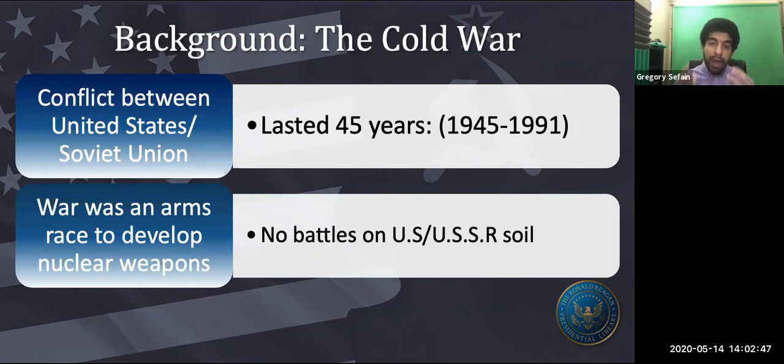Now, battles did exist across the globe during the Cold War, but it never existed on the actual soil between the United States and the Soviet Union. For example, the Vietnam War is a great example. But specifically, the reason why both countries were at odds with each other was that both of them had access to nuclear weapons, and they were both fearful of each other and cautious because they didn't want to launch and escalate into a nuclear war with each other.